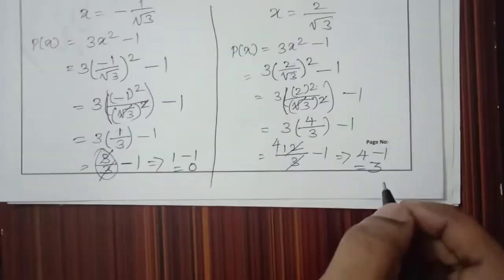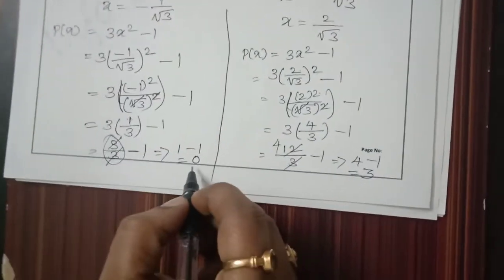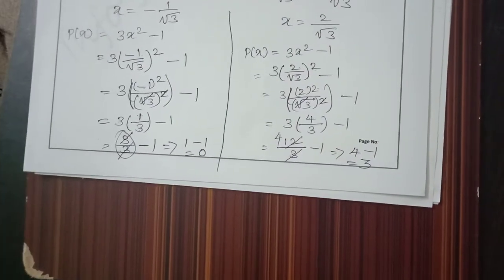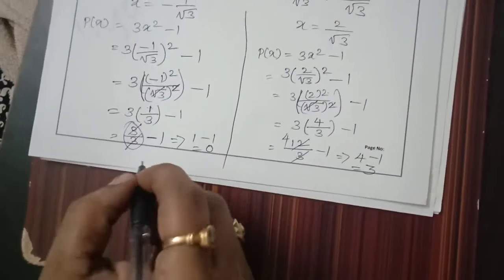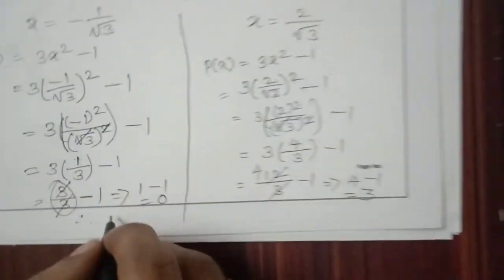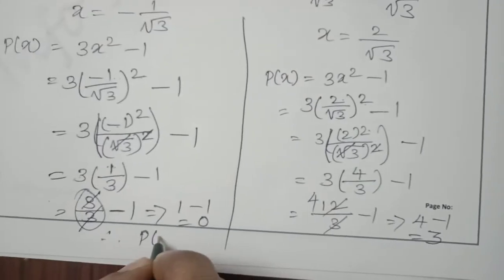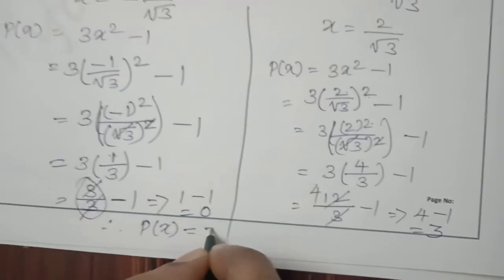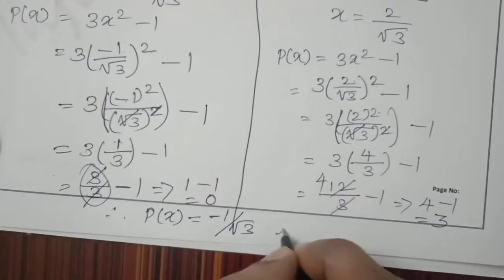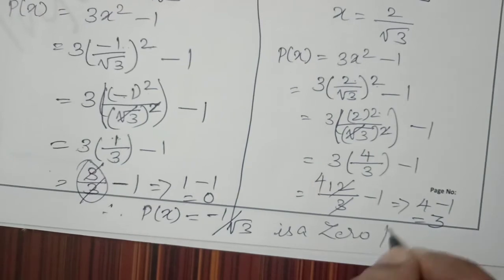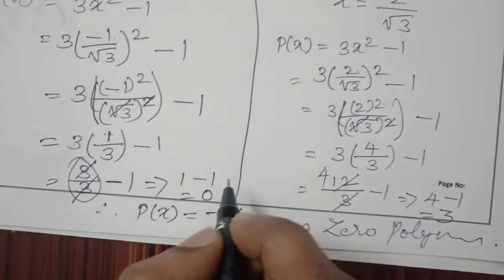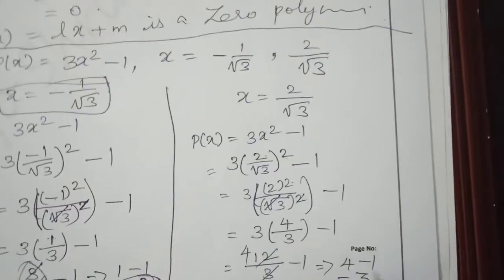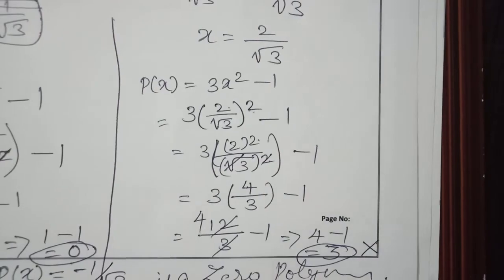So what we have is, we have 3 here, but here we have got 0. So therefore in this sum we have to prove only 0. Therefore we have to say, therefore p of x at x is equal to minus 1 by root 3 is a 0 polynomial. This one is 0 because we have got the answer 0. But here we have got the answer 3, so this is not a 0 polynomial.